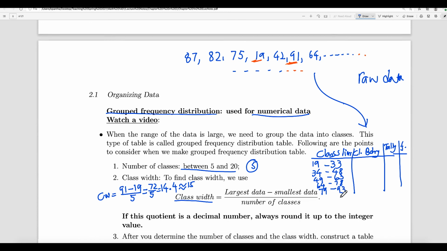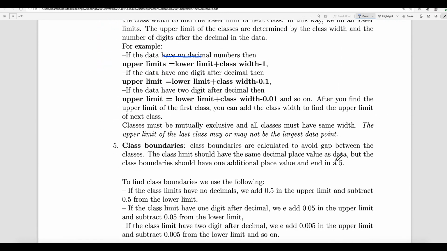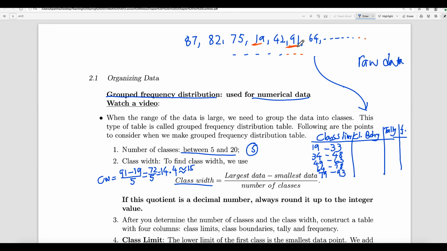If you are writing a table using class limits, the classes must be disjoint or mutually exclusive, meaning if a number falls here, it should not fall here. Anything between 19 and 33, including 19 and 33, is in the first class, but 34 through 48, including these boundaries, is in the second class. So no number falls in two classes. That's what mutually exclusive means. The upper limit of the last class may or may not be the largest data point. Here the largest data value is 91, but the upper limit of the last class goes through 93.